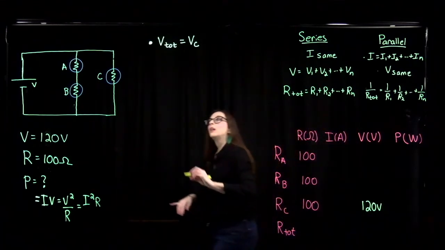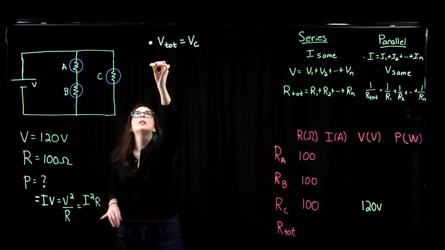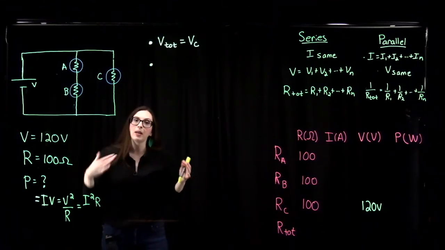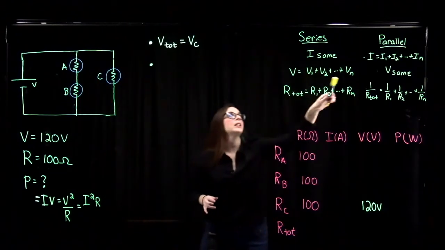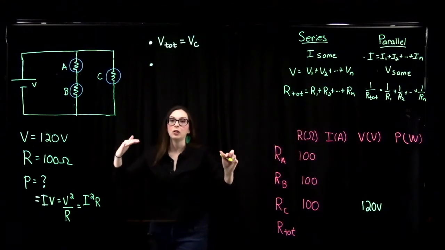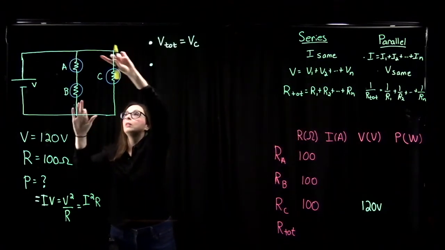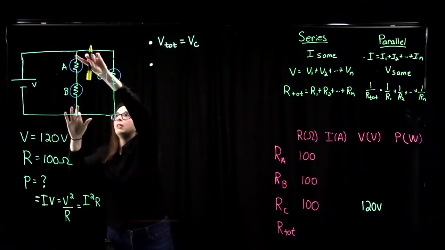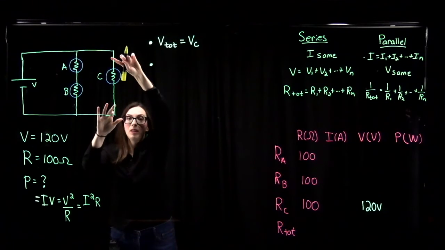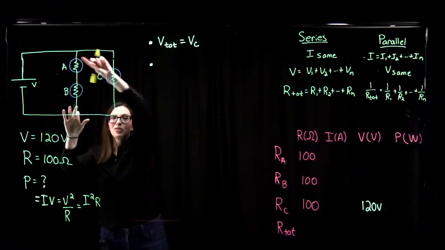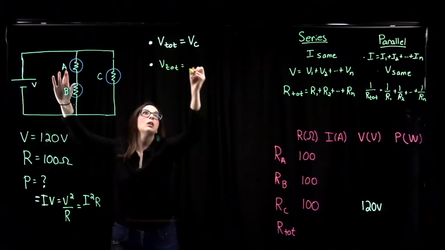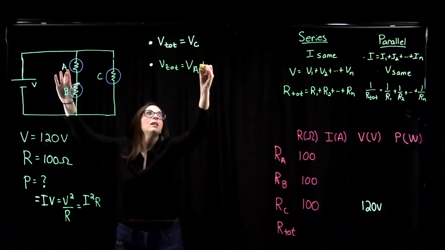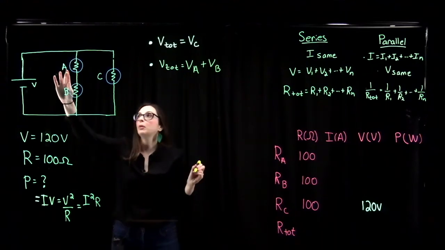Okay, now let's think about light bulbs A and B here. Let's think about their potential. Well, they're in series. So when we're in series, the potential has to add up to be the total potential. Now, since these two are in series with each other, but these two are also in parallel with this branch, if this branch got 120 volts, this branch gets 120 volts. So V total is going to equal the potential across bulb A plus the potential across bulb B.